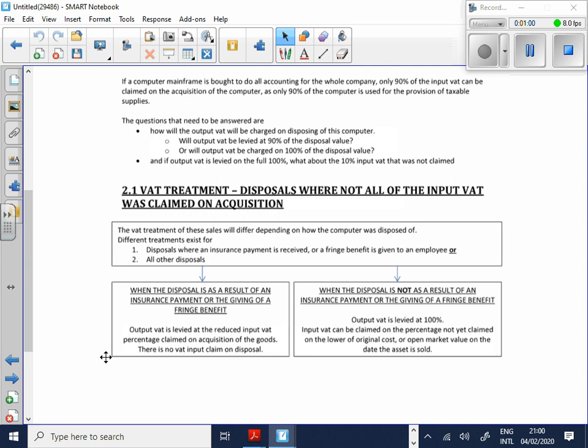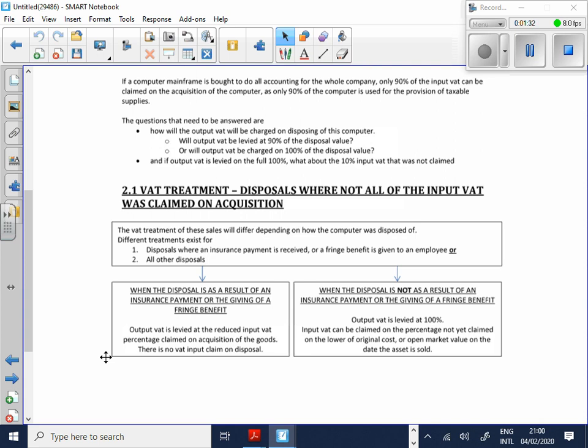So guys, for fringe benefits and insurance payments, you can use something other than 100% for VAT output. So if you see an insurance claim or a fringe benefit, you can go times 30% or times 50%. Are you guys comfortable with that? And then it says where the disposal is not as a result of an insurance payment or the giving of a fringe benefit. I'm going to do some examples now. Okay? So it says where it's not an insurance payment and it's not a fringe benefit.